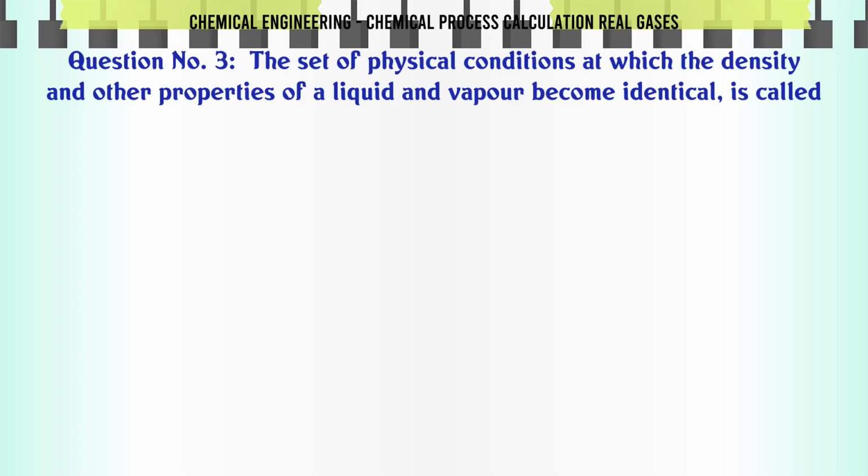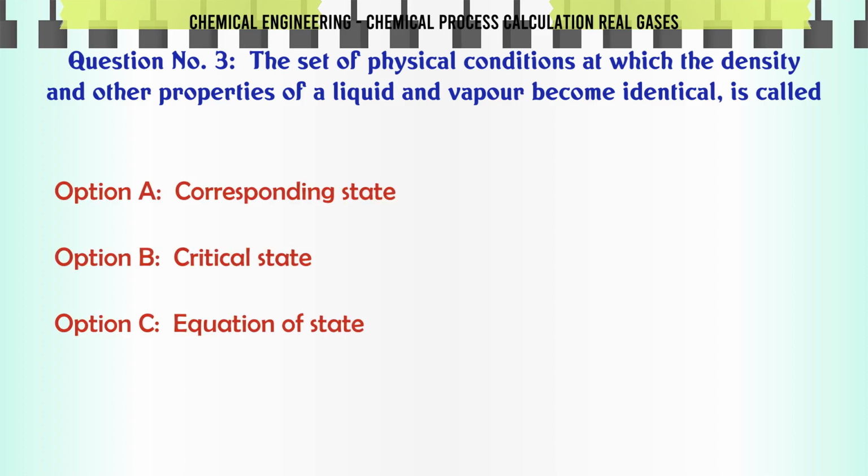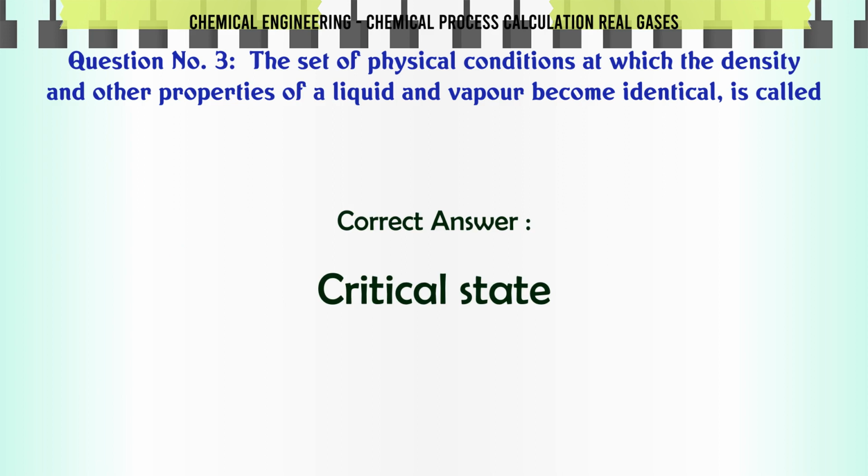The set of physical conditions at which the density and other properties of a liquid and vapor become identical is called A. Corresponding state, B. Critical state, C. Equation of state, D. None of the mentioned. The correct answer is critical state.